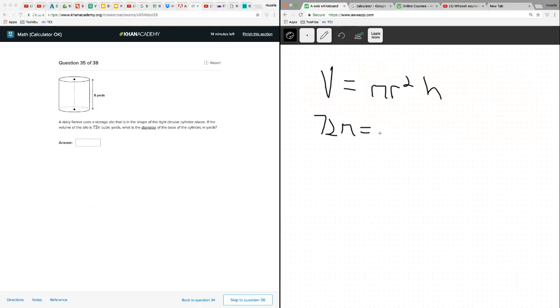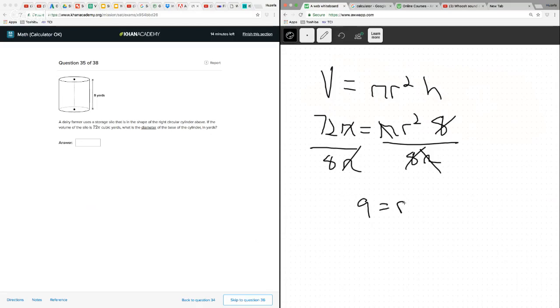The height is 8. And we don't know the radius, but we need to find the diameter, but we'll get there from the radius. Let's divide both sides by 8 pi. We're just isolating, right? Pi goes away, 8 goes away, pi goes away. What's 72 divided by 8? That is 9. 9 equals r squared. Take the square root of both sides. R equals 3. The radius is 3.